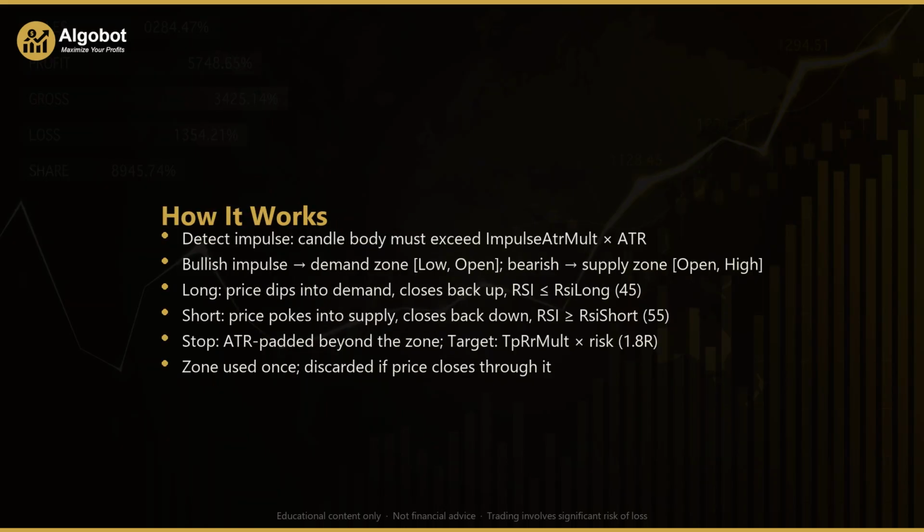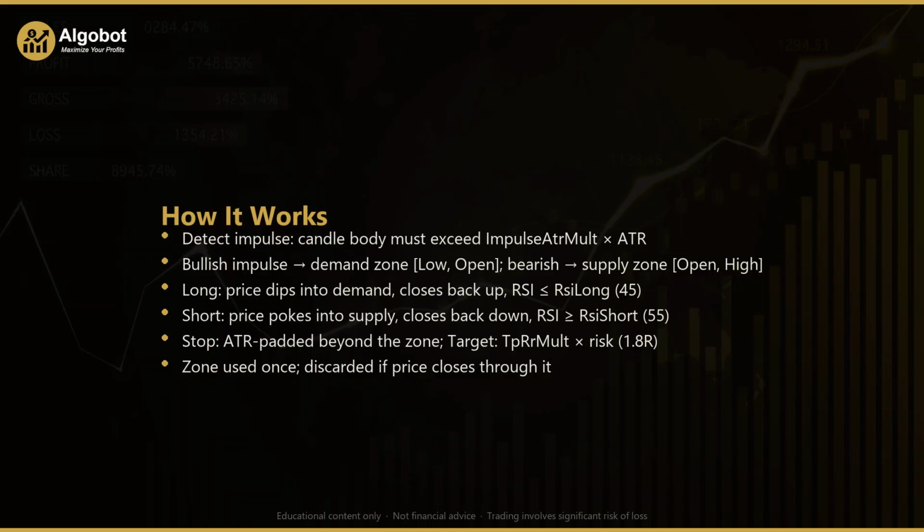Let's go through the exact logic step by step. Every time a bar closes, the strategy measures that bar's body, the distance from its open to its close. It compares that body to the ATR multiplied by the ImpulseAtrMult input, which defaults to 1.5. If the body is larger than that threshold, the bar qualifies as an impulse. A bullish impulse stamps a demand zone. The zone runs from the candle's low up to its open, the origin of the move. A bearish impulse stamps a supply zone, running from the candle's open up to its high. The strategy keeps the most recent demand zone and the most recent supply zone on file, and importantly, marks each as fresh and in use.